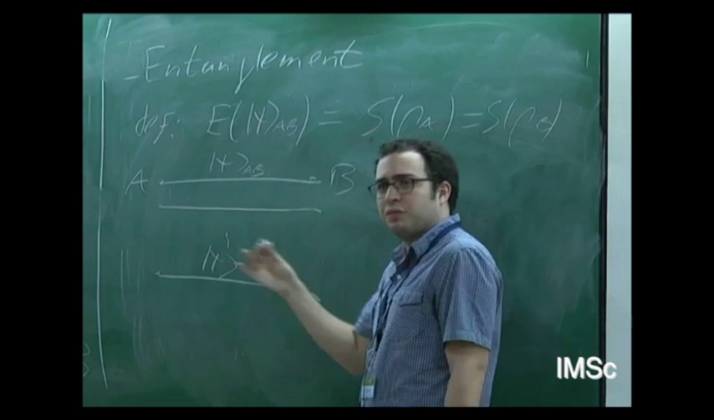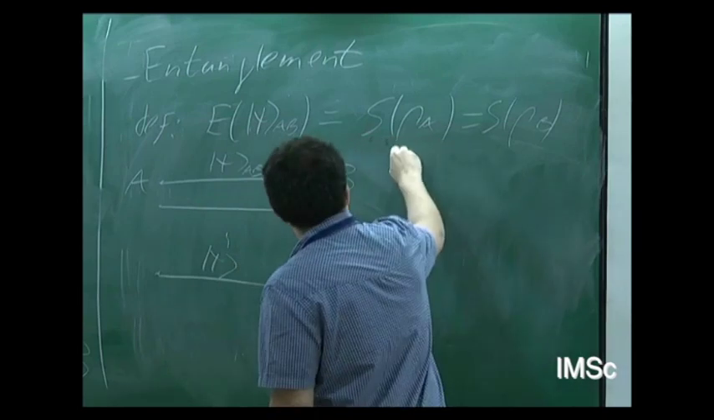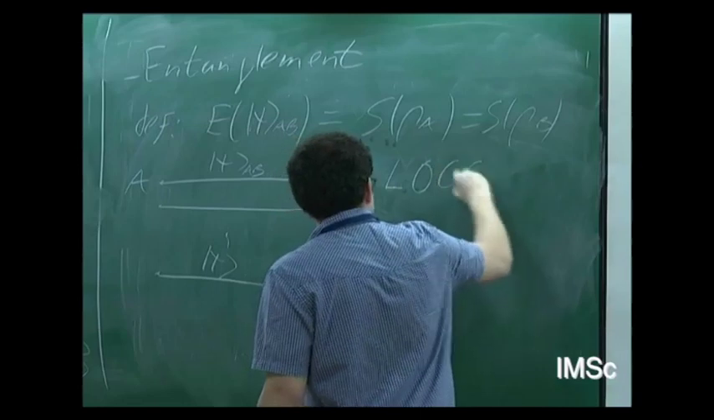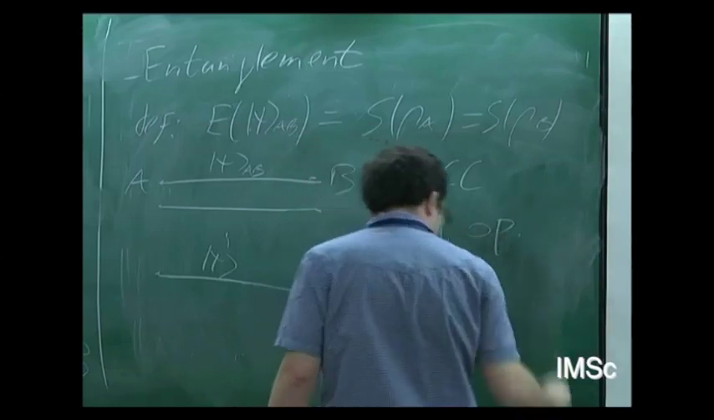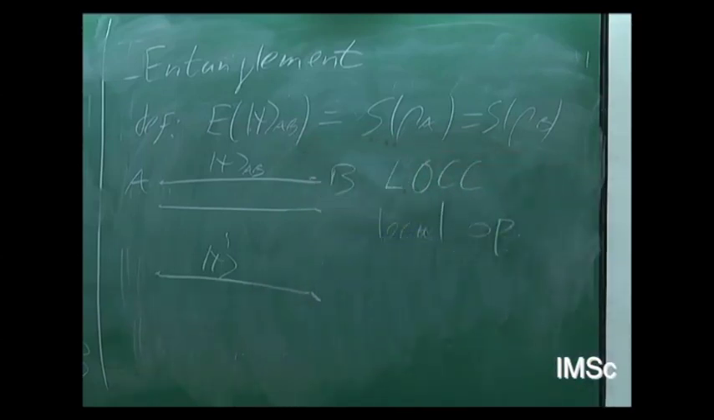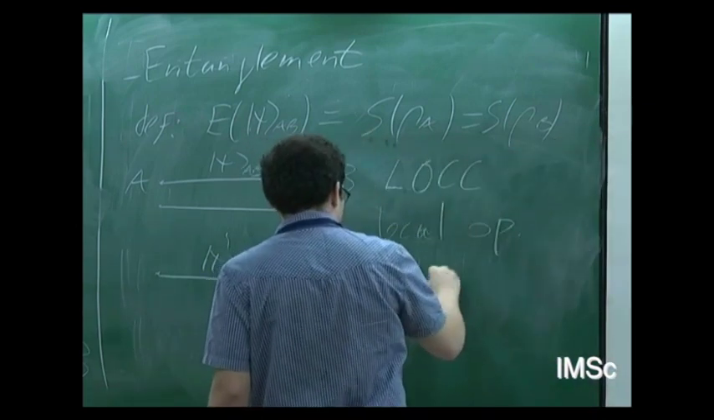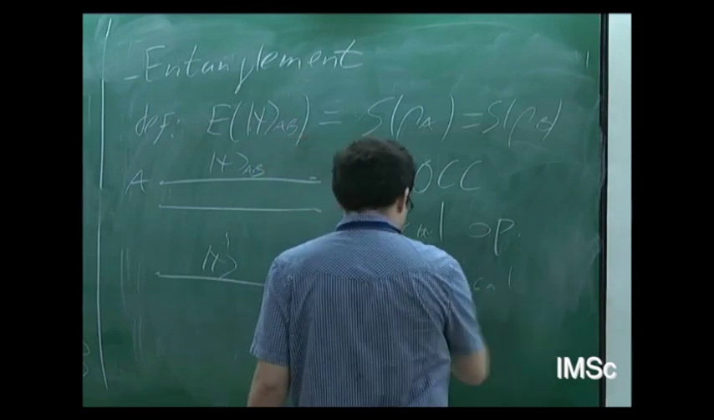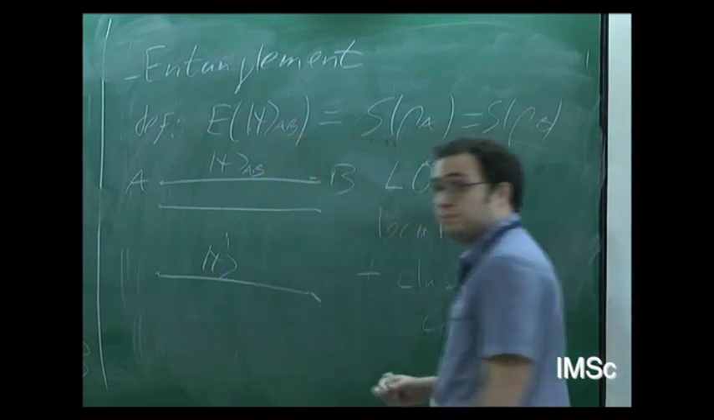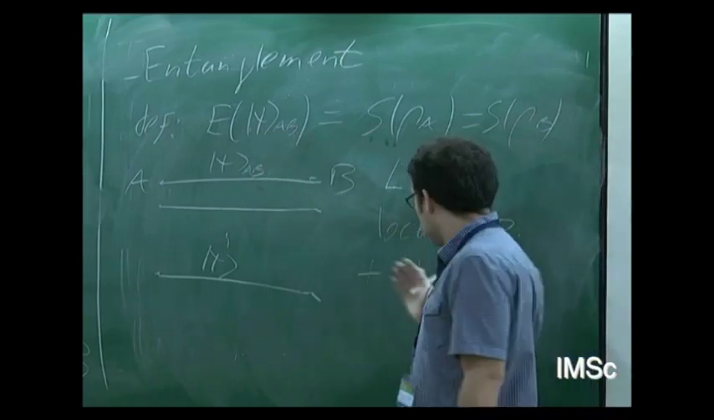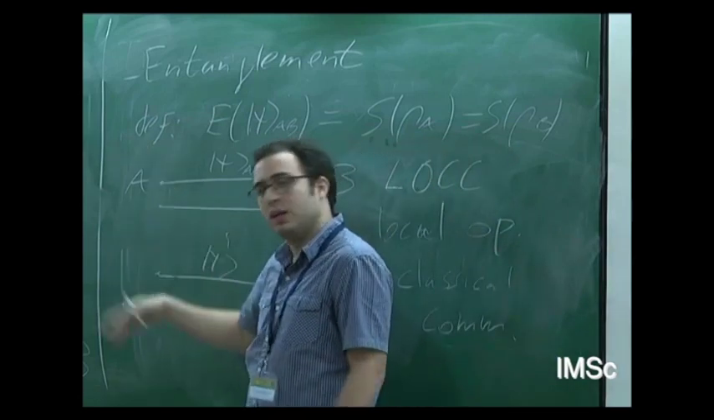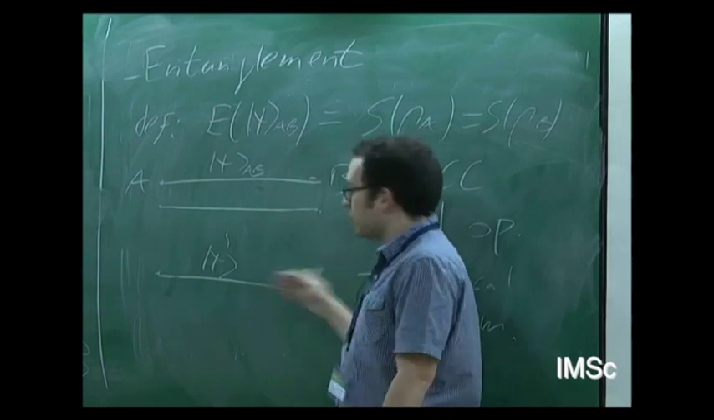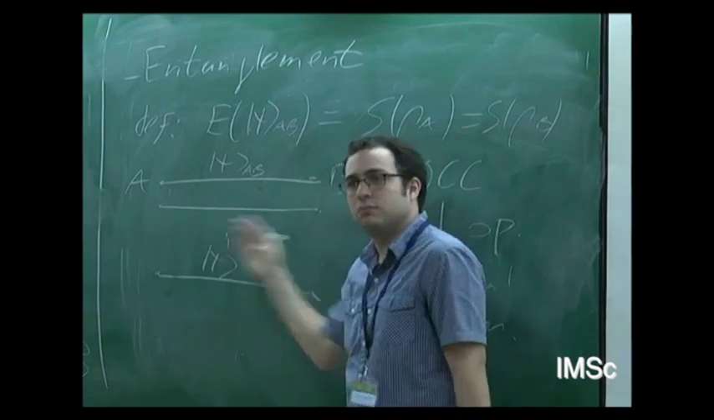So if you look at the class of physical operations they can implement, this is what we call LOCC: local quantum operations. Locally, they can do anything that quantum theory allows, plus classical communication. Suppose they have many copies of these states, and they have access only to this class of operations to manipulate them. Alice makes a measurement, whatever she wants, gets some outcome, and communicates to Bob. Bob makes a measurement, gets an outcome, communicates to Alice, and they continue as long as they wish.